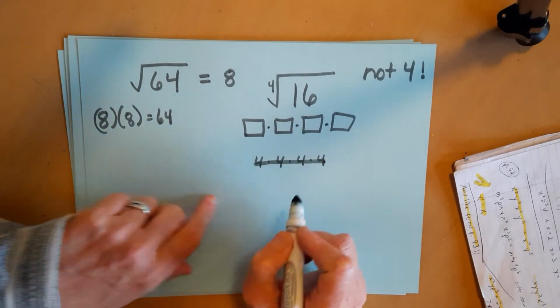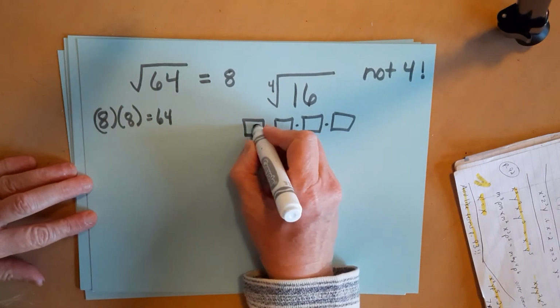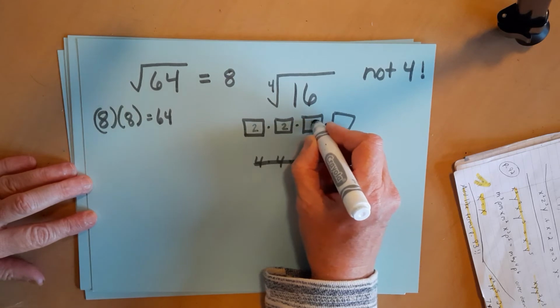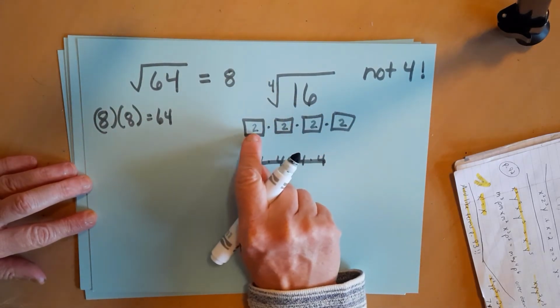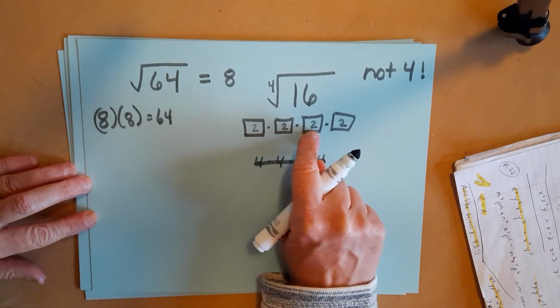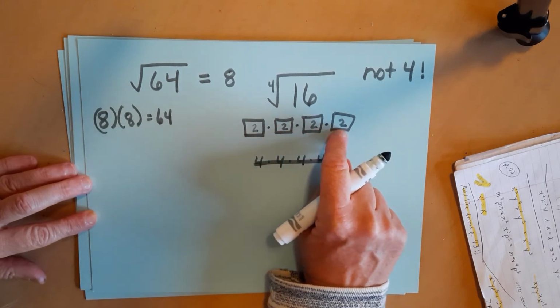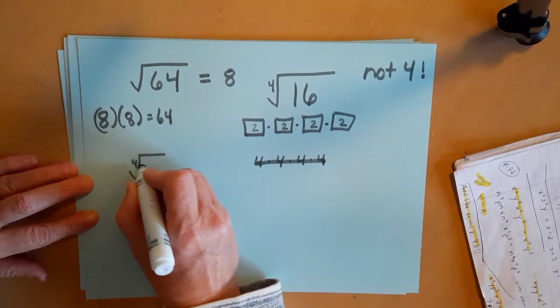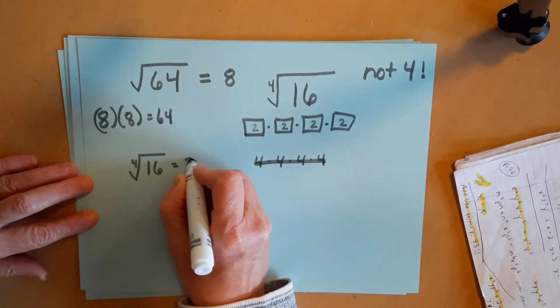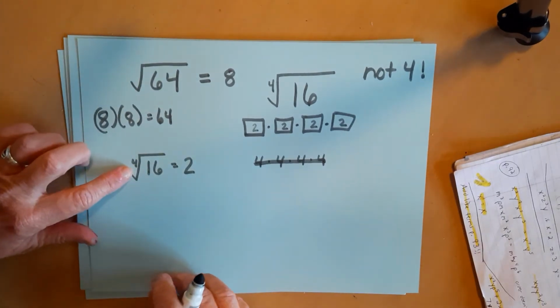That's too big. Let's try another number. Let's try 2. 2 multiplied by itself 4 times does equal 16, because you have 2 times 2, which is 4, times 2 is 8, times 2 is 16. So the fourth root of 16 equals 2. And that's what that means.